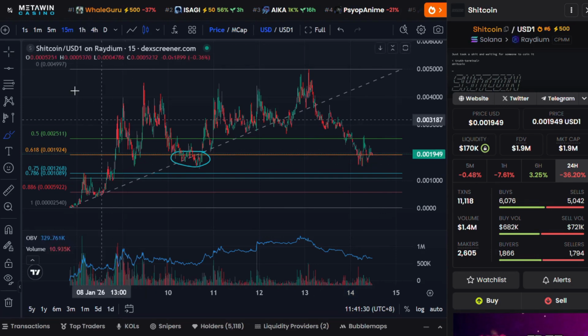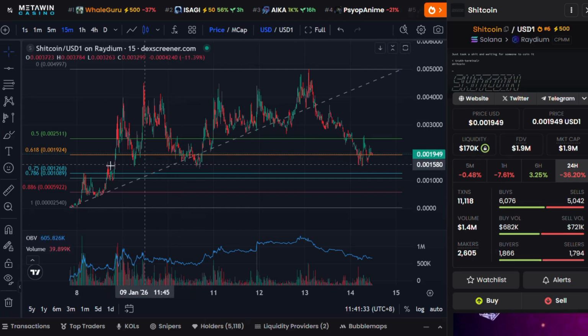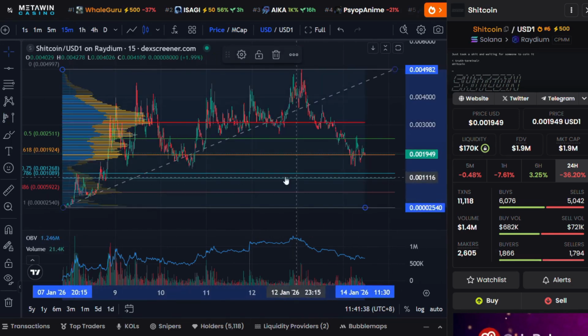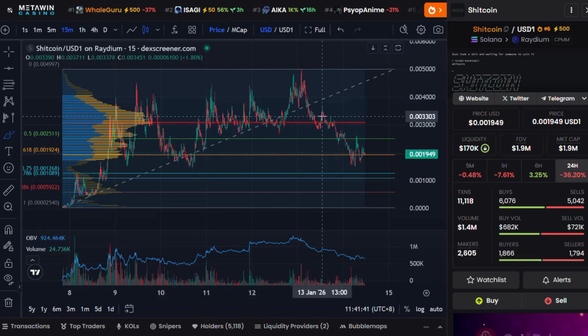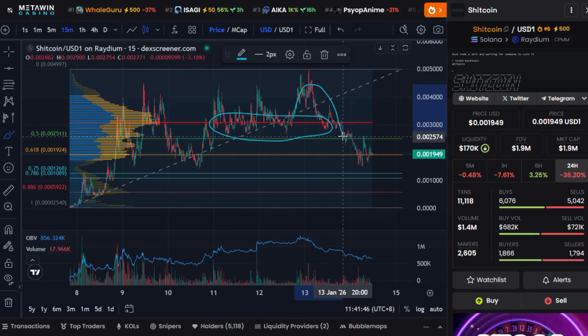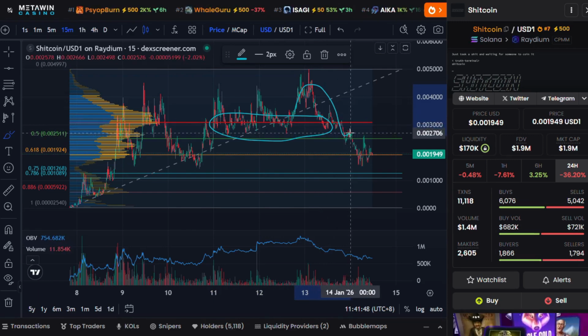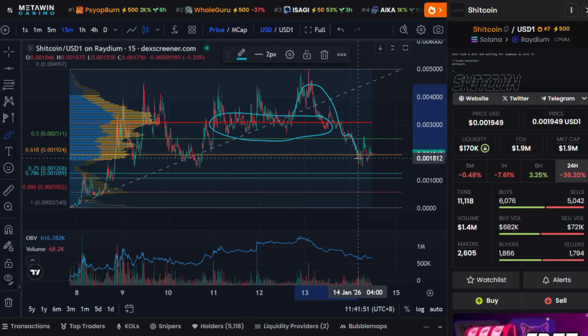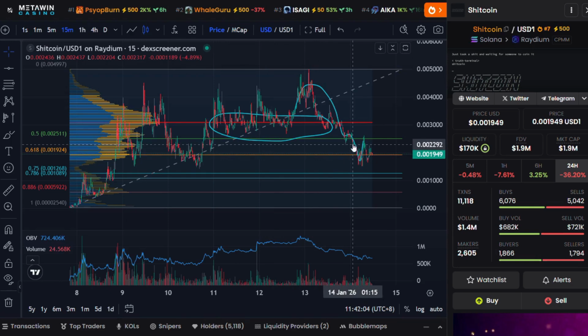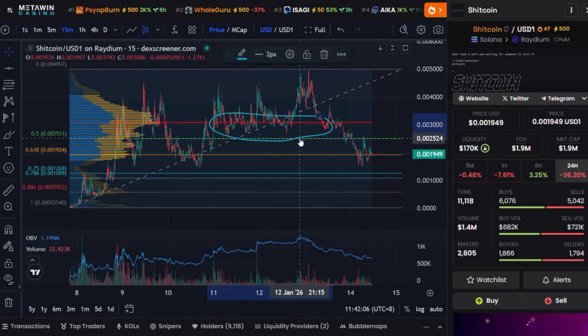Next, I want to add the fixed range volume profile to the chart. When we do this, we can see that price previously interacted with the point of control, then broke down from it. We also see that the 0.5 Fibonacci level, which is the equilibrium of the entire move, initially acted as support, but has now flipped into resistance. This tells us that at the moment, sellers are still in control around the most important balance level of the range. This is not ideal for immediate continuation, but it does not invalidate the setup.